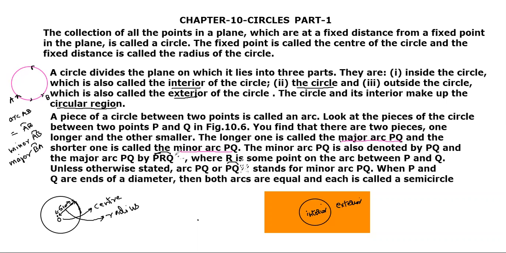The major arc is denoted by PQ and the major arc by PRQ. And for the minor arc PR, if you take some point R here, then instead of BA you can also write BRA.